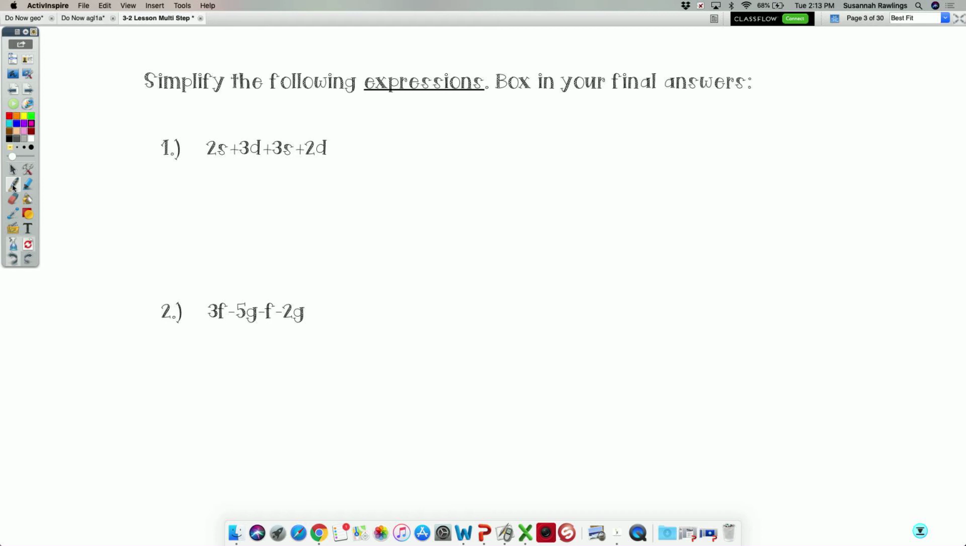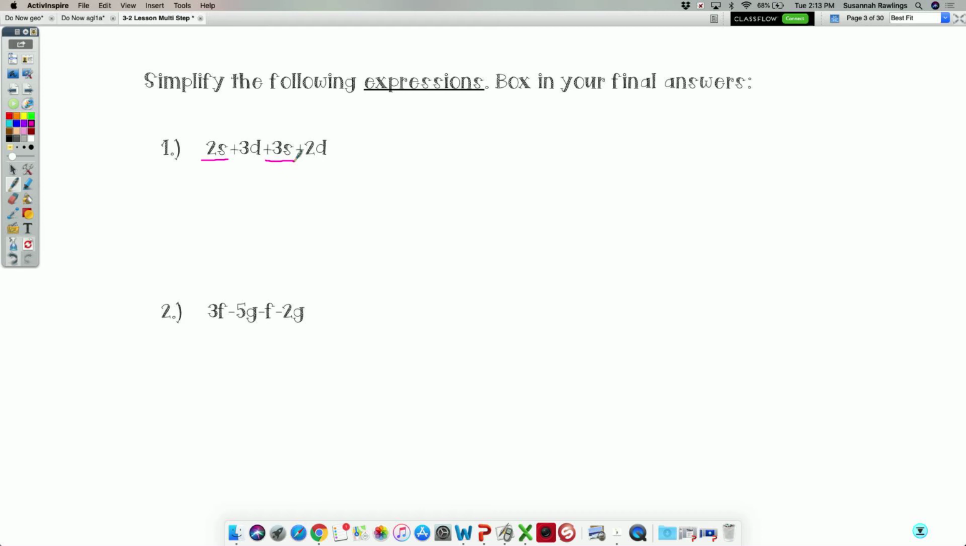That means like our matching variables, or if it's just a number. So I have 2s. I'm going to put one line underneath 2s. You should be underlining 2s. What else can I underline? What is the other like term to 2s? 3s. 3s, very good. Okay, we're just underlining our s's.